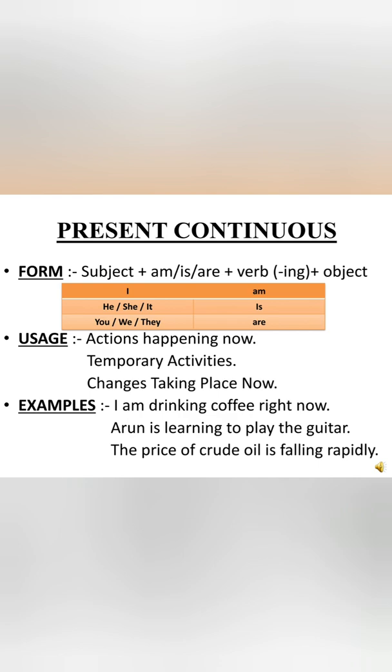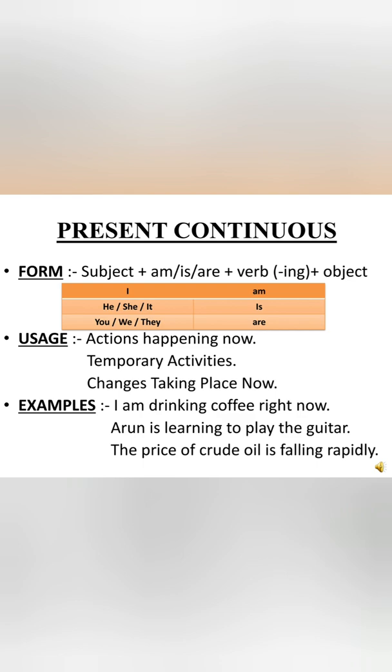Now look at the usage: where are the ways in which we can apply the present continuous tense. Present continuous tense is used when the action is happening now, it talks about a temporary activity, or when a change is taking place at the moment. Now look at the examples.